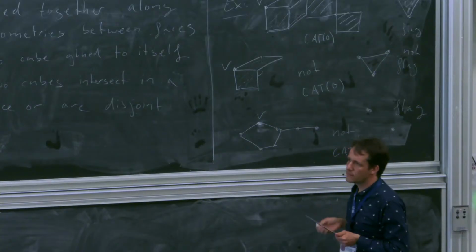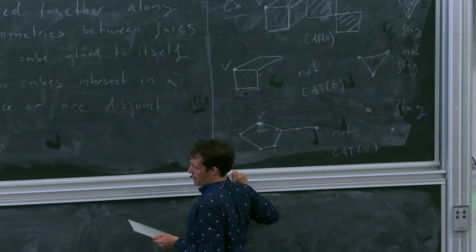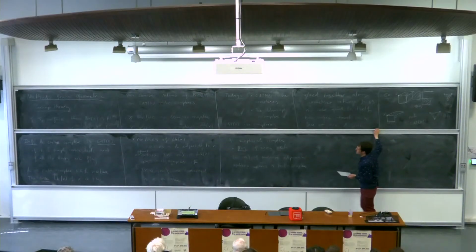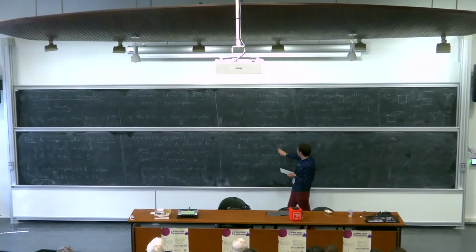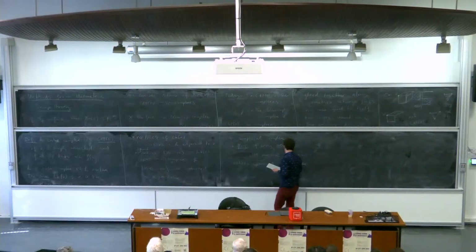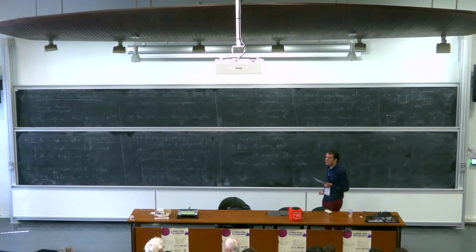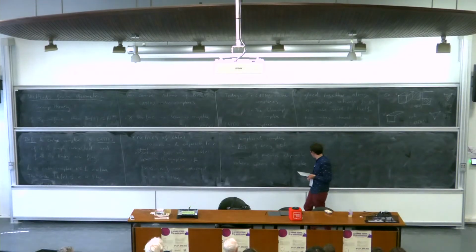For all n, yes. Just say if every set of pairwise adjacent vertices spans a simplex, let's say. Yes, exactly. If it's not simply connected, you can take the universal cover.